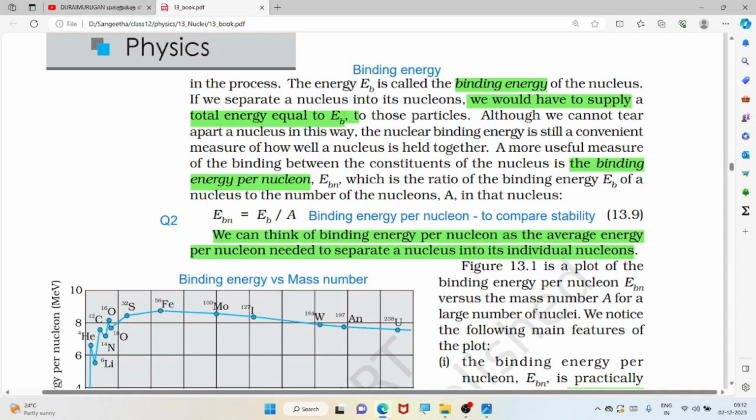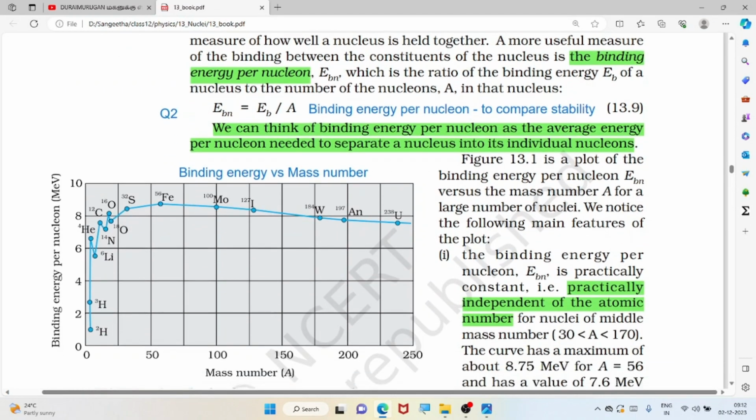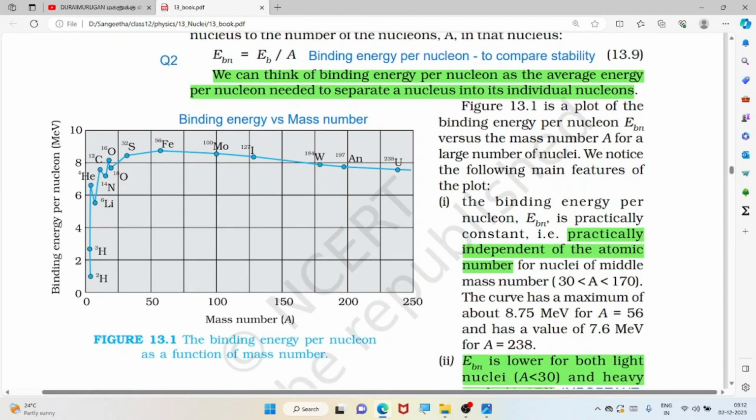This is called the binding energy, EB. Binding energy per nucleon is the binding energy divided by the atomic mass number. This binding energy per nucleon is a measure of the stability of that nucleus. More energy means more stable, that is, more binding energy per nucleon means more stable. The average binding energy per nucleon is normally 8 mega electron volts.